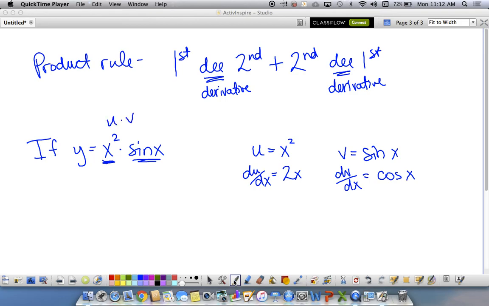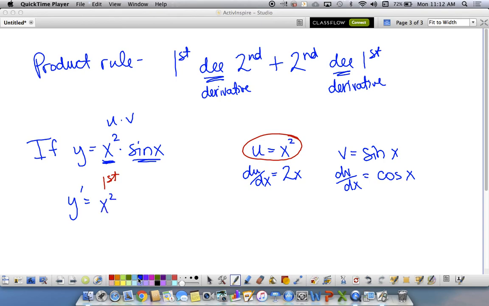Now, can you find y prime? Okay. Using our product rule, first times the derivative of the second. What is our first function? It is x squared. Our first, so I'm going to write first, then our first function is x squared.